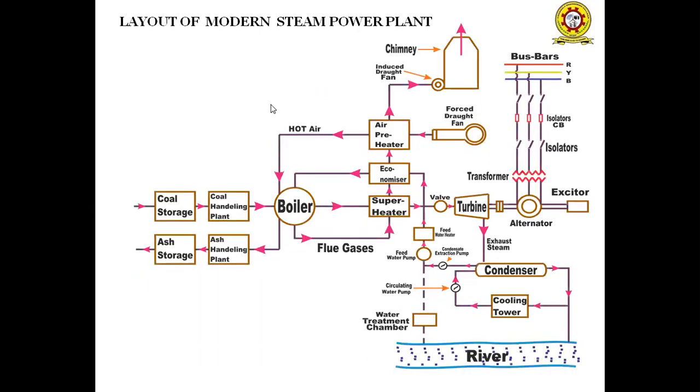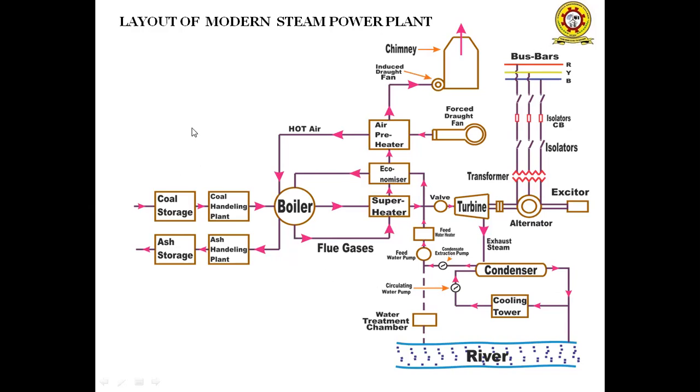Layout of the modern power plant. This is the layout of the modern power plant. Already we discussed that the main components of the steam power plant are boiler, reheater, superheater, economizer, air preheater, chimney, turbine, condenser, cooling tower, generator, water treatment section. So these are the components.